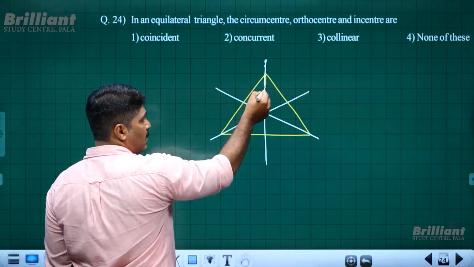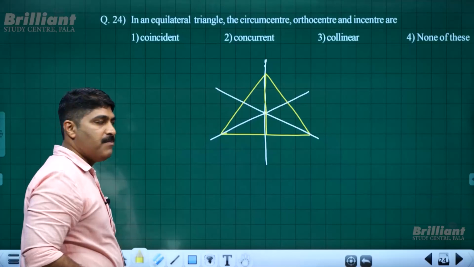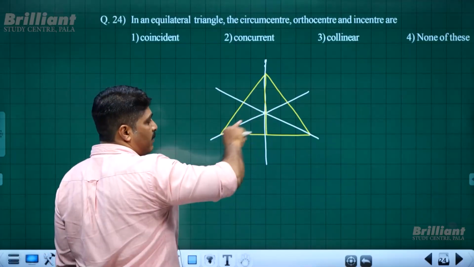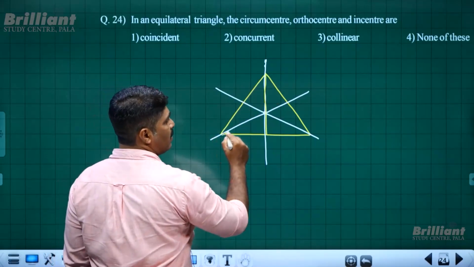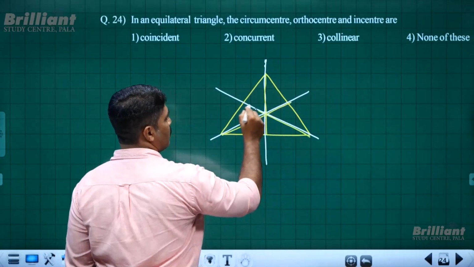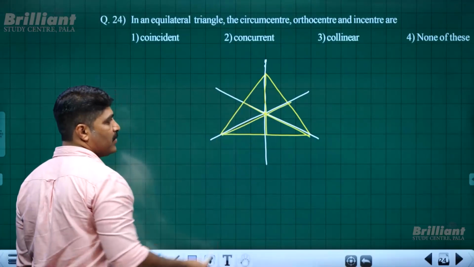So that is the same as this one. This orthogonal is nothing but the line segment, the perpendicular we draw from a vertex to its opposite side. While we are drawing these, they also coincide at this same point.